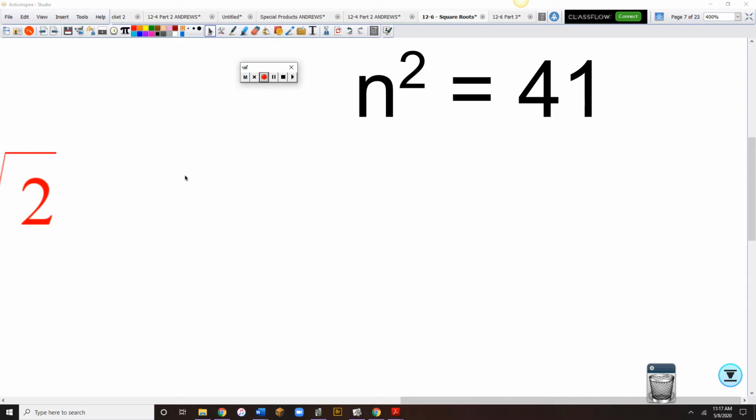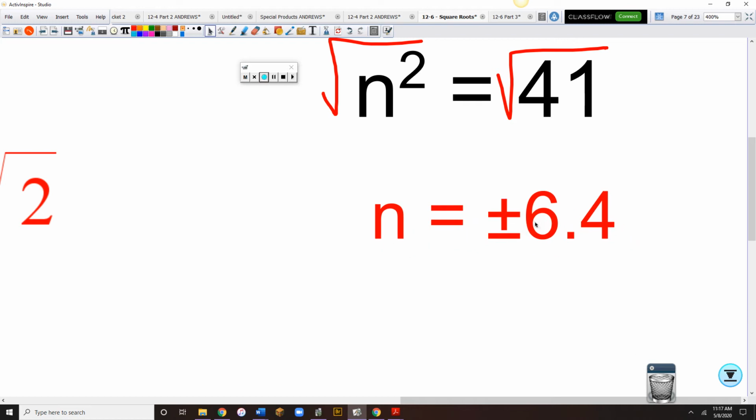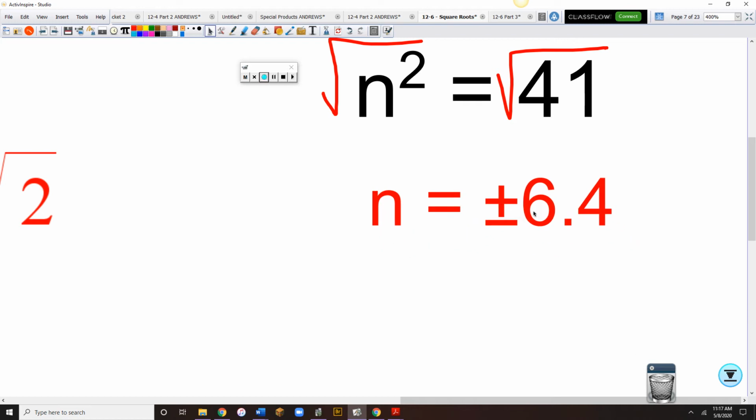But the directions might also have you answer in decimal form. And if that's the case, you're again just taking the square root of both sides, but you're just going to type it into your calculator. And I get n equals plus or minus 6.4.